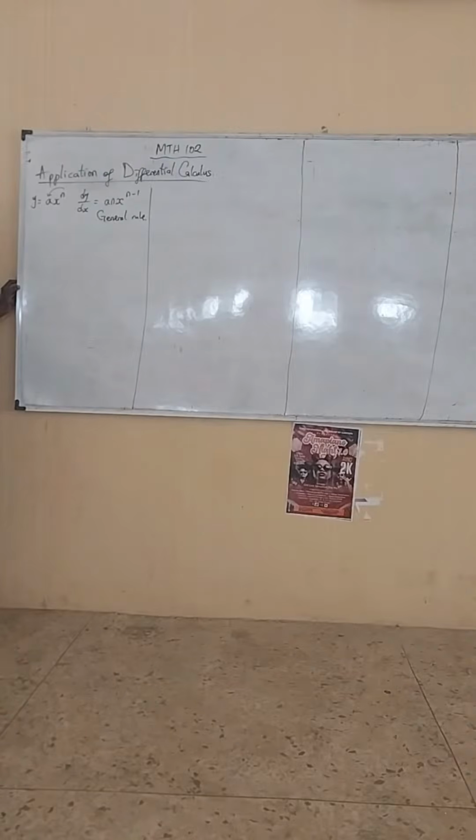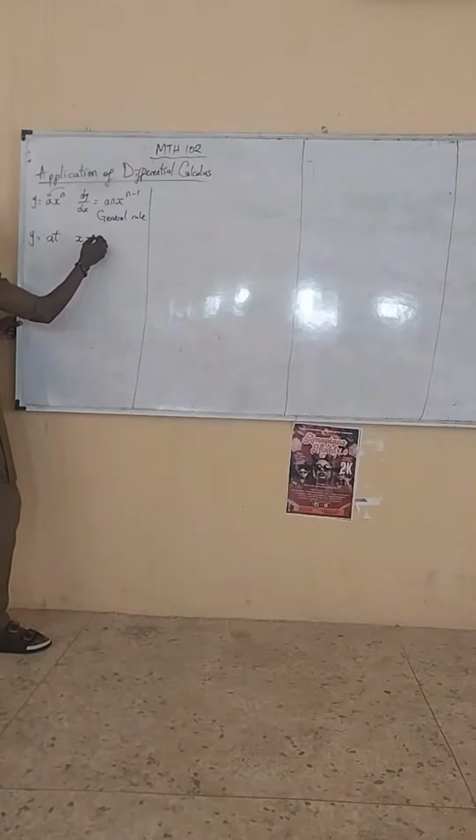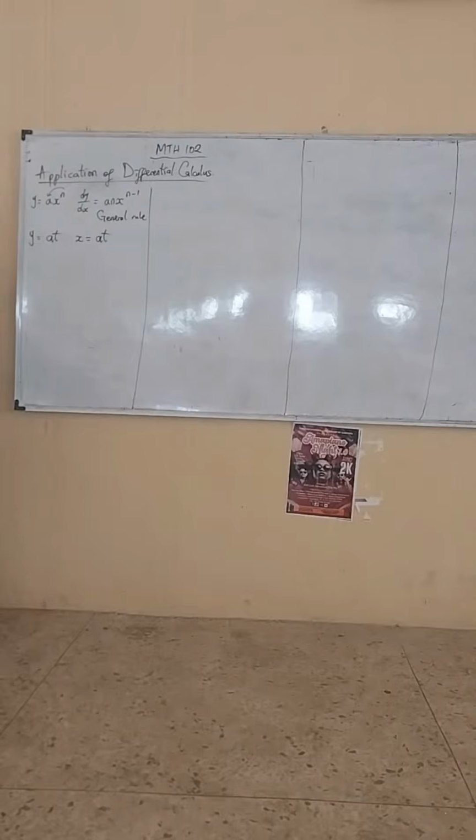Then you have the other rules. You have the products, you have the quotients, you have the function of the function also, including others. And we have the parametric differentiation, whereby we have something like y equals to a function of t and x equals to a function of t also. Now in this case we have 3 variables: the y variable, the x variable, and the t. It's different from here that we have only 2.